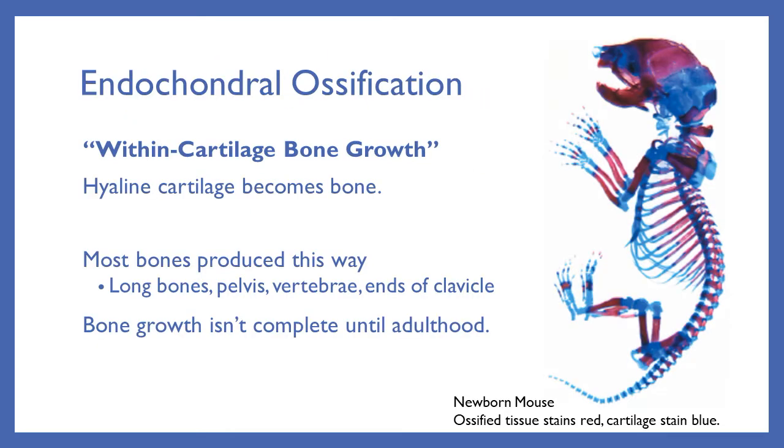The other type of ossification is within the cartilage bone growth. The name here is endochondral ossification. This is where hyaline cartilage becomes bone. Most bones are going to be produced this way: your long bones, your pelvis, your vertebrae, the ends of your clavicle. Now this bone growth takes some time. This newborn mouse has been dyed so that you can see the difference between the hyaline cartilage and the actual bone. Over time, a lot of that cartilage is going to be converted into bone.